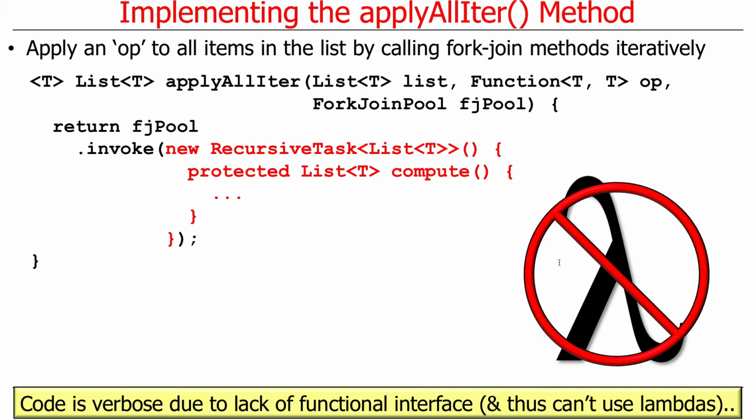This code is more verbose than we might want, and the reason for that is, as I mentioned before, fork join pool is not defined as a functional interface, and therefore we can't use lambdas. So we can't replace this use of an anonymous inner class with a lambda expression, even though compute is the one and only abstract method in that class. That's just the way that fork join pool works. Fork join task works that way because it was defined before Java had the concept of functional interfaces.